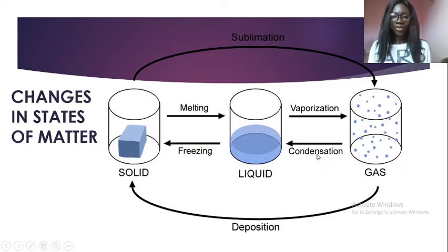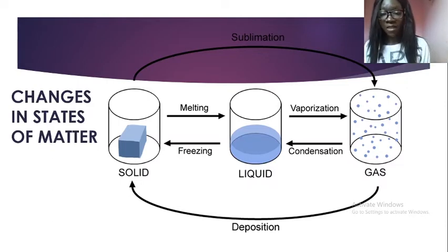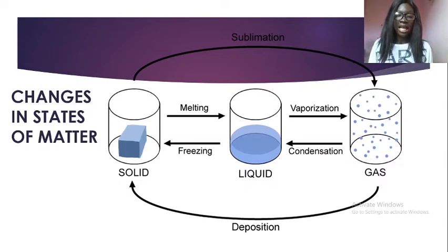So what is taking place at that point is nothing but condensation. Okay, you don't just worry about the explanation of all this. Just know that from solid to liquid is melting, from liquid to solid is freezing, from liquid to gas is vaporization, from gas to liquid is what?